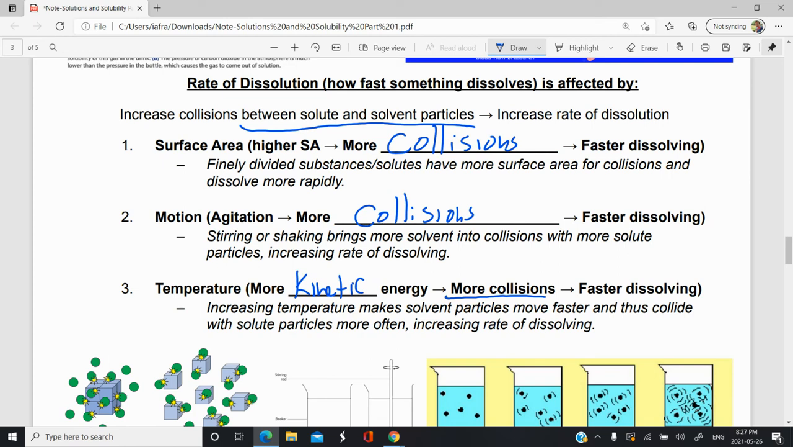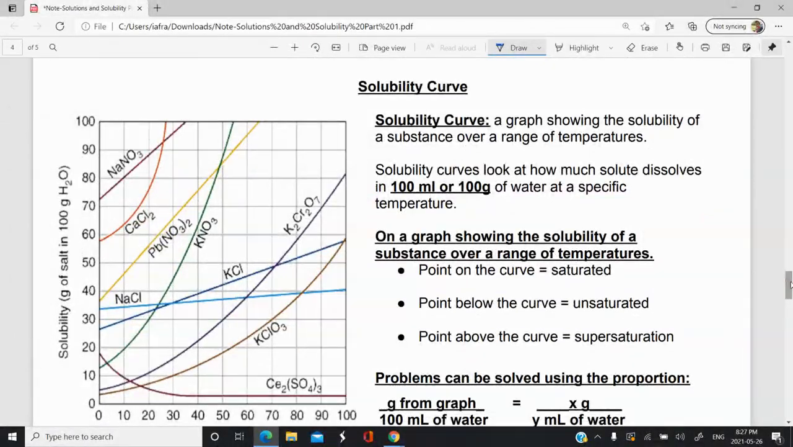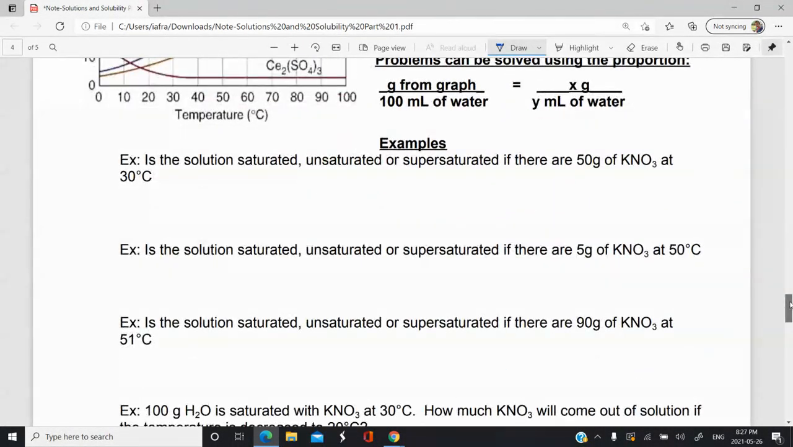Whereas your surface area and your motion, that won't really affect the solubility, meaning how much you can fit in, but it'll affect how fast whatever you could fit in dissolves in there. And so as I mentioned, in the next video, we're going to analyze what's called solubility curves, and it'll just enhance our understanding of solubility overall.